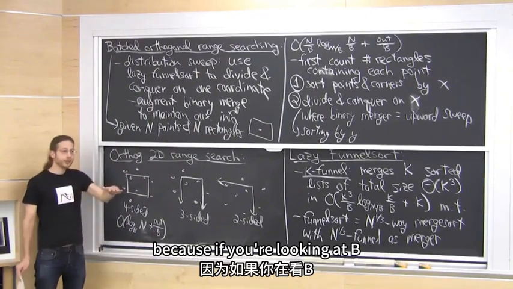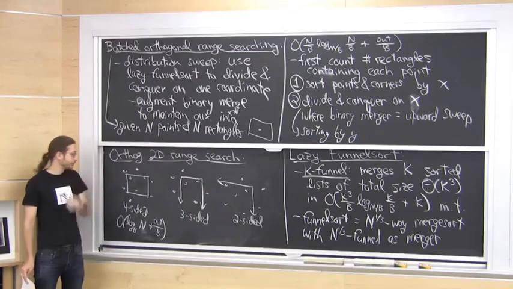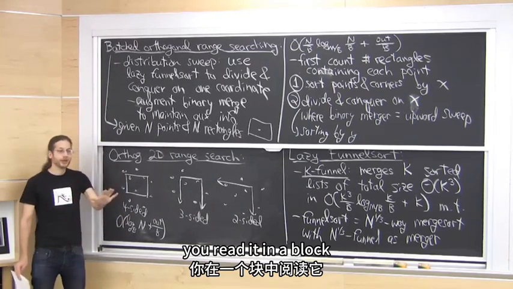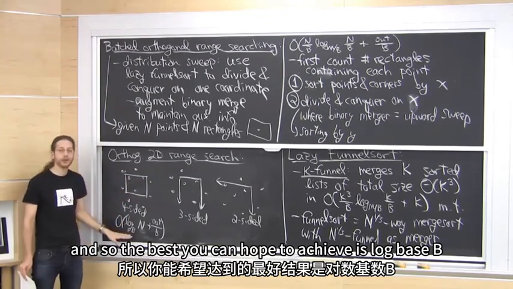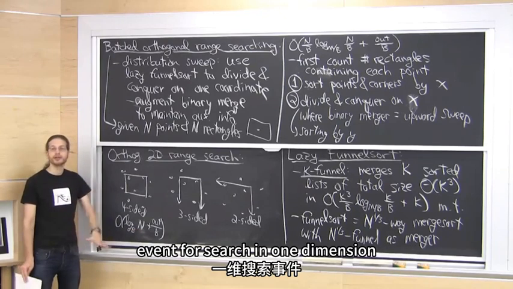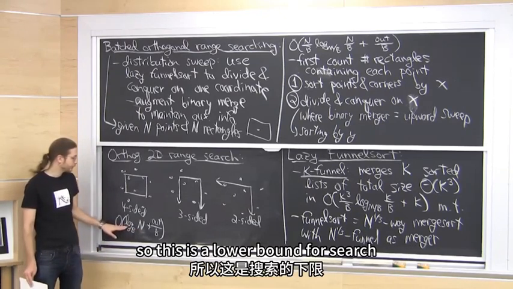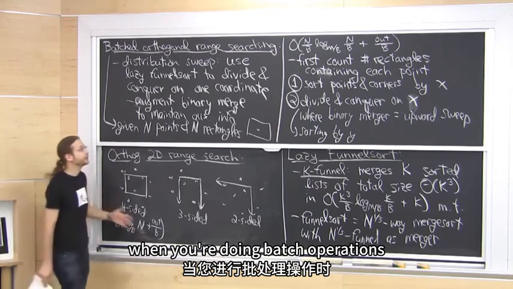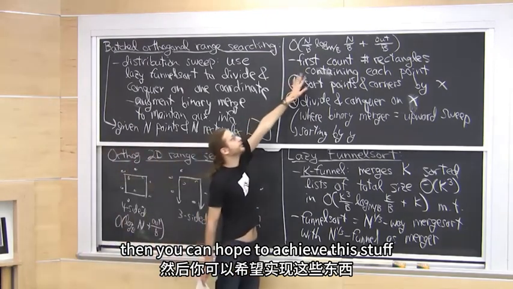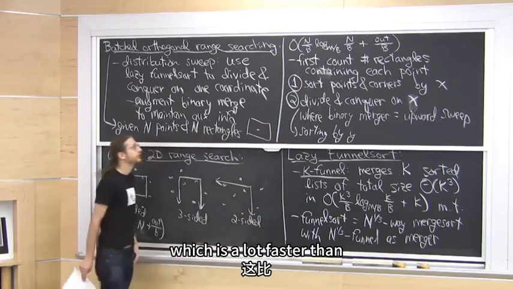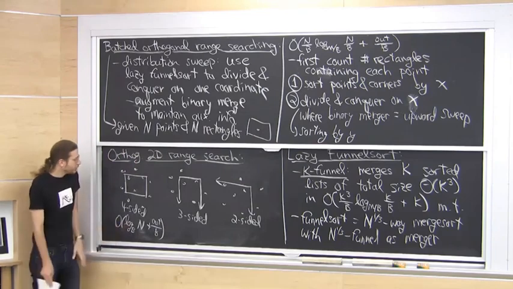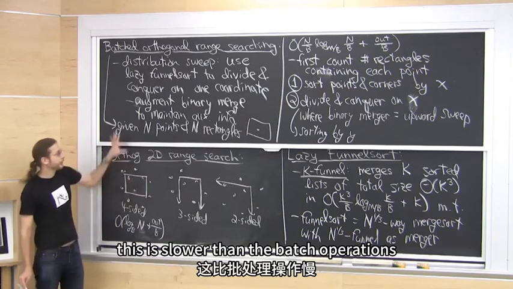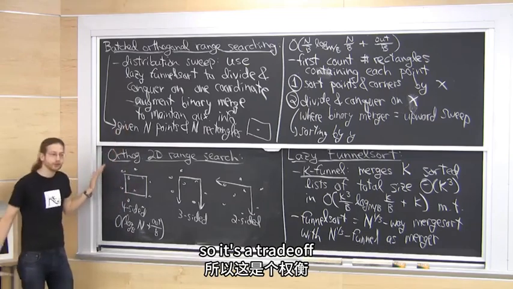Because this is online, when you read in a block, you can only learn where you fit among B items. And so the best you can hope to achieve is log base B of N for search in one dimension. So this is a lower bound for search. When you're doing batch operations, then you can hope to achieve this stuff, which is a lot faster: 1 over B times log base M over B of N over B. So in a certain sense, this is slower than the batched operations, but it's more online, so it's a trade-off.